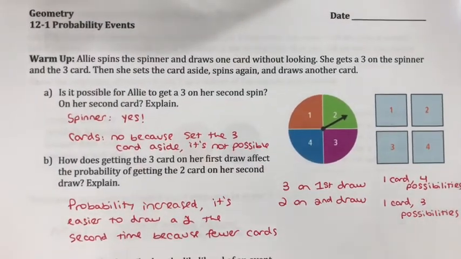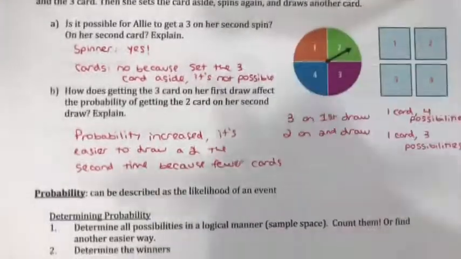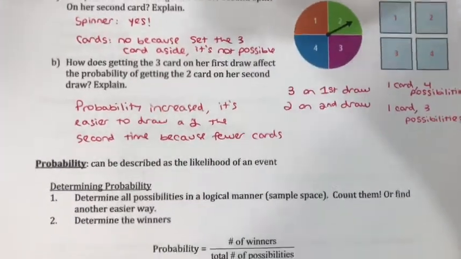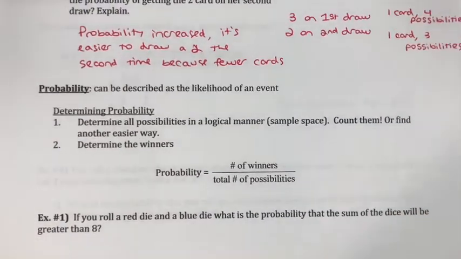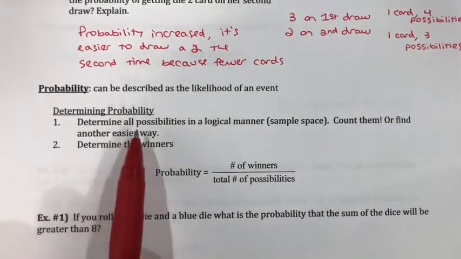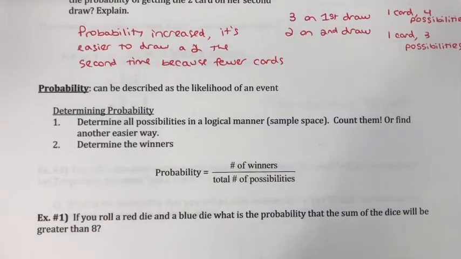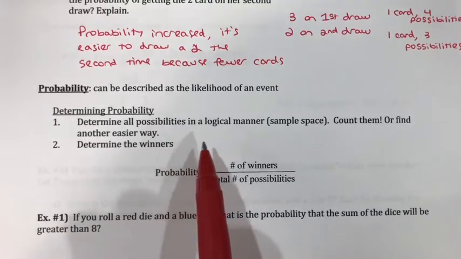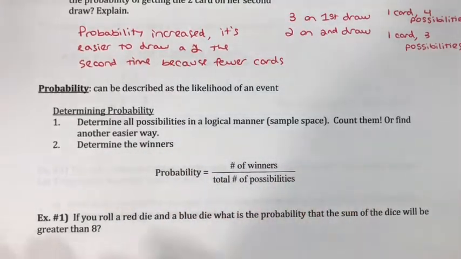Okay, so that's an introduction to what we call probability. And so probability is the likelihood of an event occurring, okay, or not occurring. So in order for us to determine probability, we first determine all the possibilities in a logical manner. This is what we call simple probability, where it's just one thing that we're looking at. So when you're figuring out those possibilities, we call that the sample space. You can either count or just find another easier logical way, and we'll look at a couple examples, okay?